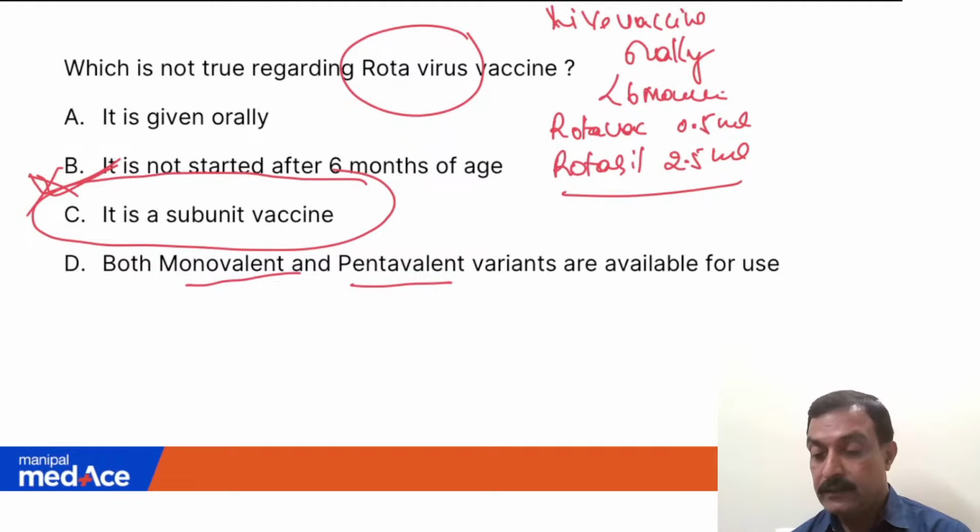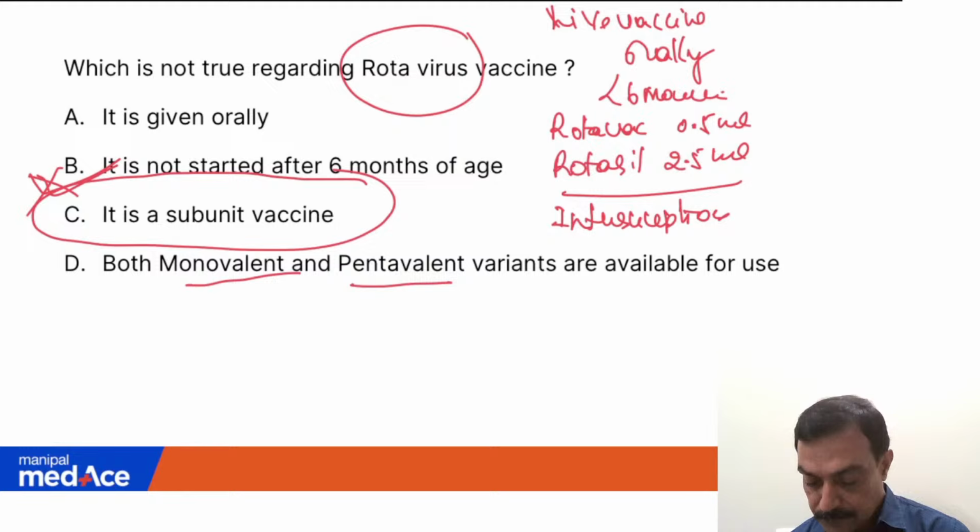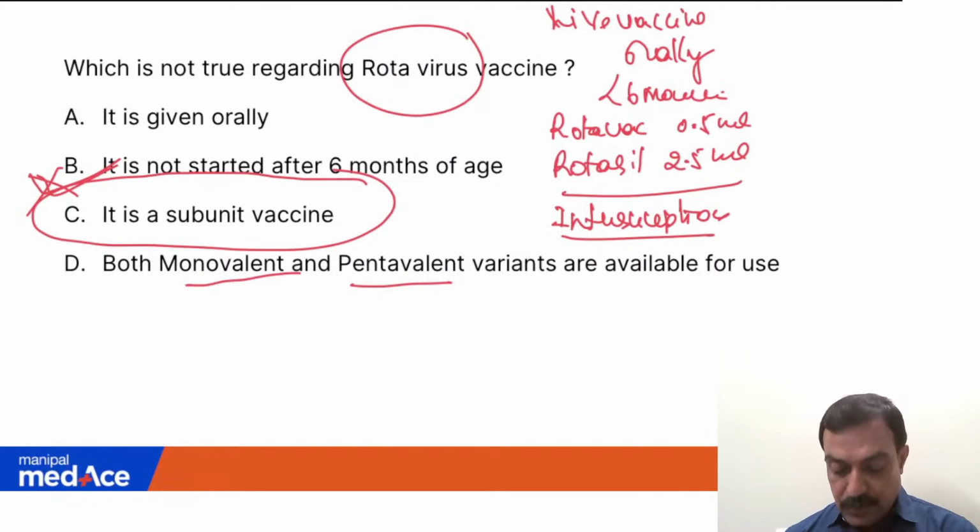So it's a live vaccine. It is monovalent as well as pentavalent. It is given orally. It should be started before 6 months. The dose could vary depending on the brand, from 0.5 ml to 2.5 ml. And one of the most important complications related to rotavirus vaccination is intussusception. So I hope most of you answered this question correctly.